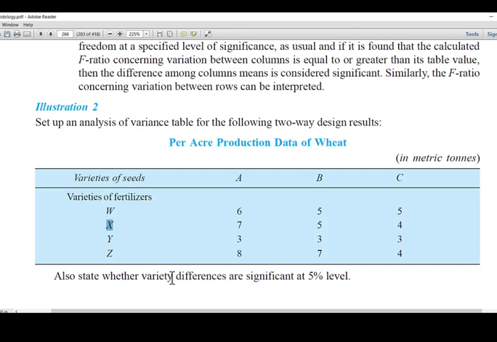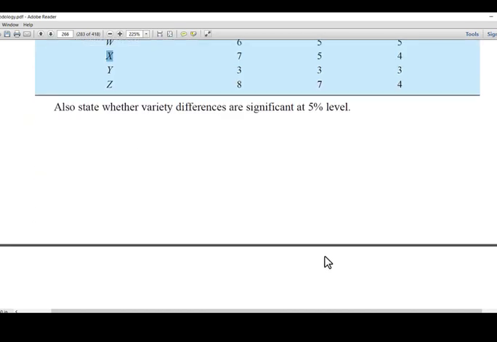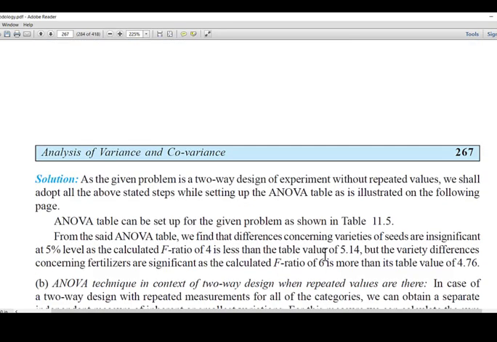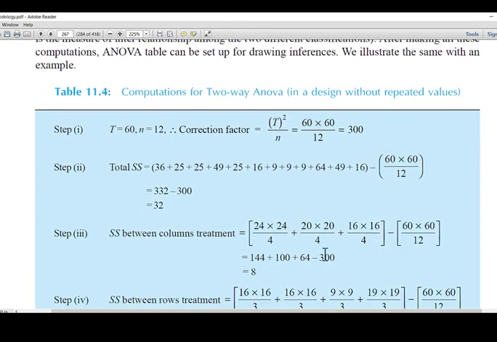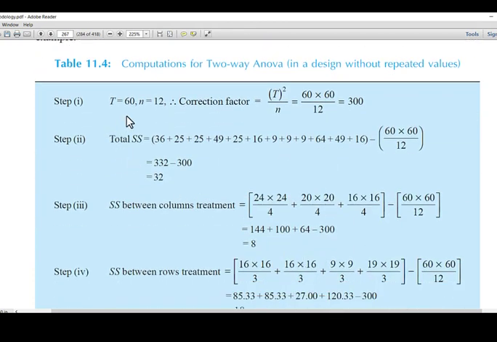Now, in addition to setting up this ANOVA table for these two-way design results, we have to state whether variety differences are significant at 5% level or not. Let us see. Now, that solution is given here. Computations for two-way ANOVA in a design without repeated values.